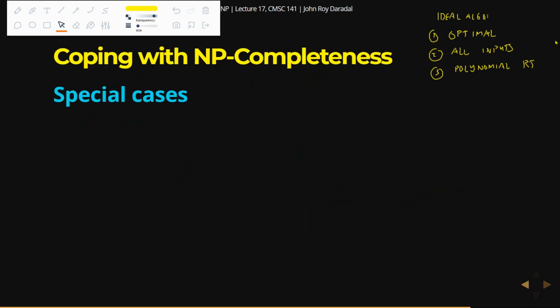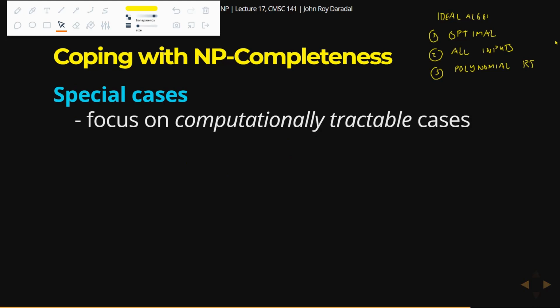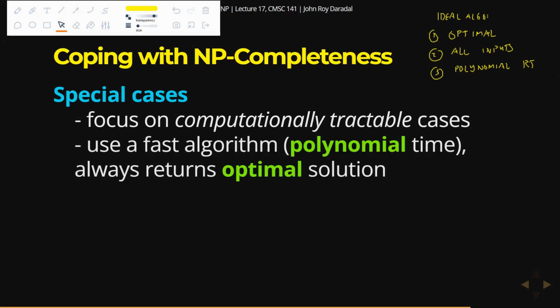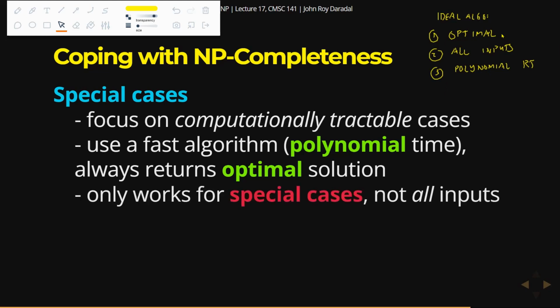Number two, you could work on special cases. So you could focus on computationally tractable cases, meaning you don't have to worry about all possible inputs. You just need to worry about the inputs that you are most interested in. So you can use a fast algorithm that runs in polynomial time and returns an optimal solution, but doesn't work for all inputs, only for special cases. So what did we sacrifice here? We sacrificed number 2.